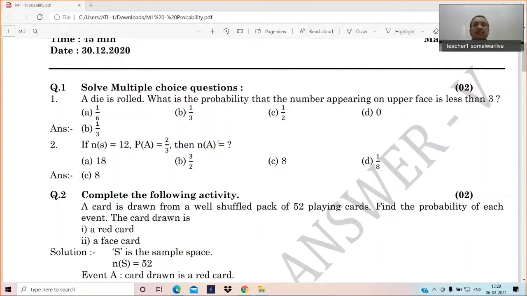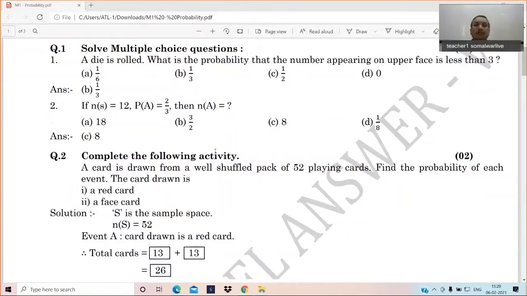Second is complete the following activity. A card is drawn from a well shuffled pack of 52 playing cards. Find the probability of each event: the card drawn is a red card, or a face card, separately. So you know when a single card is drawn from a well shuffled pack of 52 playing cards, total number of sample points in the sample space is 52. So n of S is equal to 52.